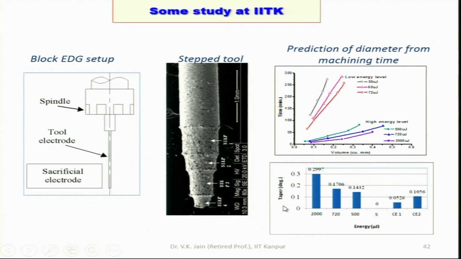Now the problem is taper. Taper angle of 0.1, 0.2, 0.3 degree, and this is the energy. At large energy, taper is large. At small energy, taper angle is small, which is obvious because with smaller energy, the amount of material removed is smaller, and with larger energy, the amount of material removed is larger. So taper is larger in that particular case.